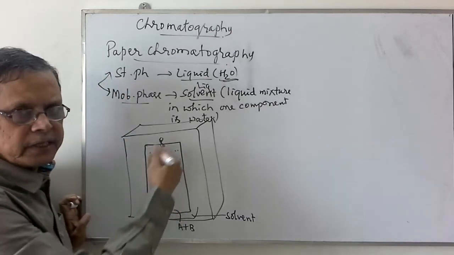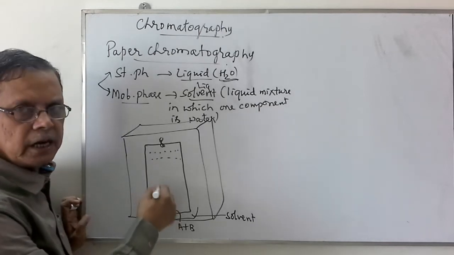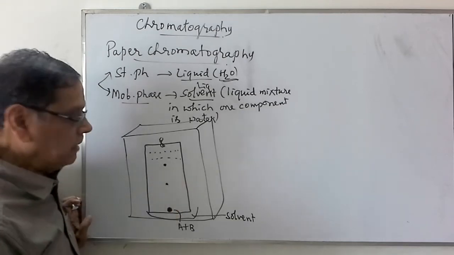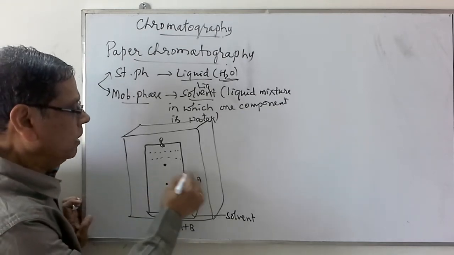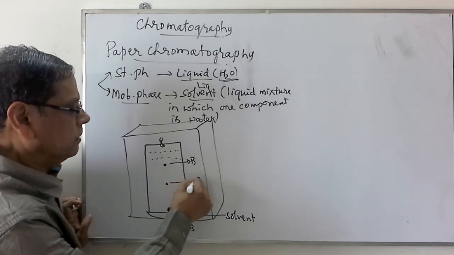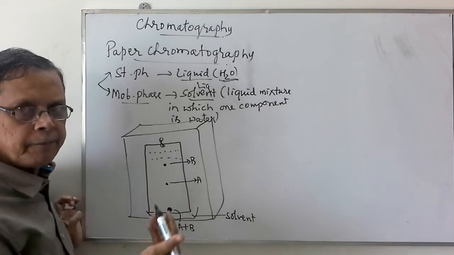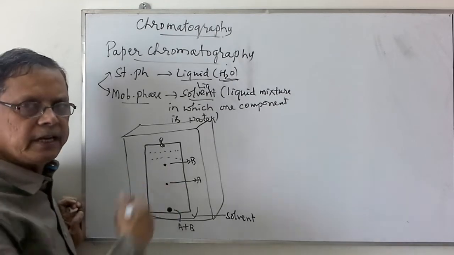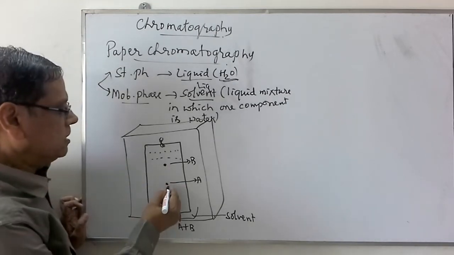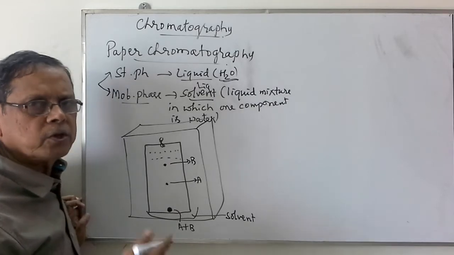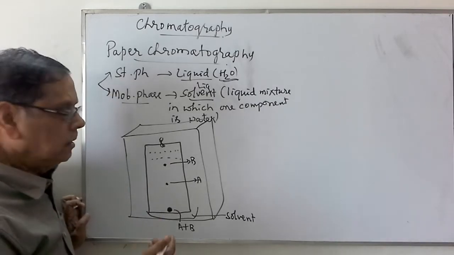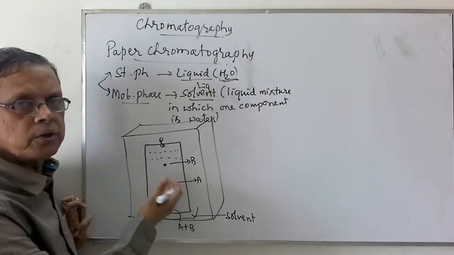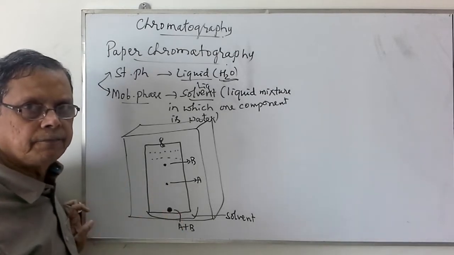When we observe after some time, because of the partition between the two liquids, the spots will move with different speeds. Say for example, this is component A, which is moving slowly, and component B, which is moving fast. Then you have to take out the paper after some time. If the compounds are colored, we can very easily observe them with the naked eye. Assume that this is red colored and this is blue colored. But most of the organic compounds are colorless, and hence to locate the spots, we have to expose this paper to ultraviolet radiation.